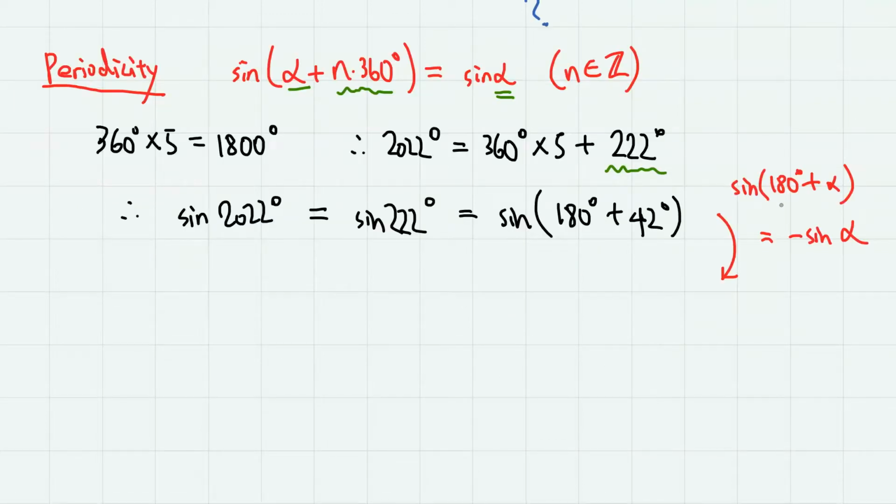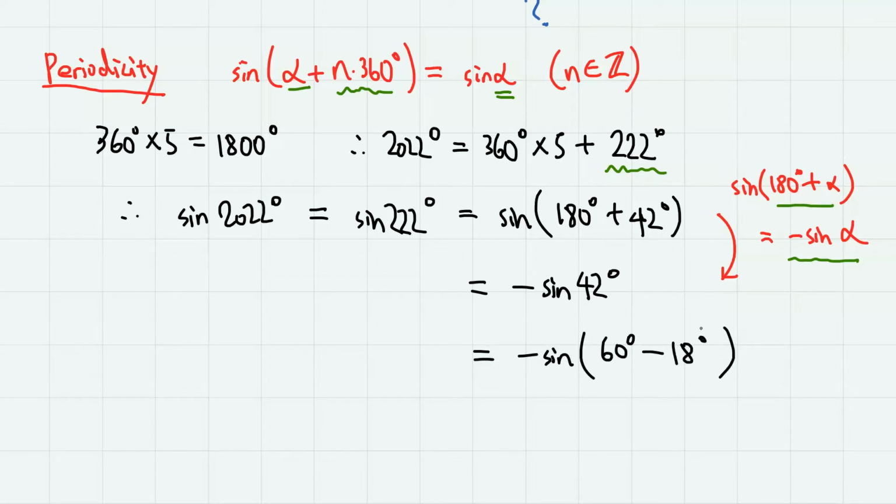Now we use this property: sine of 180 degrees plus alpha equals minus sine alpha. It is pretty obvious from the graph of a sine function. So we have minus sine 42 degrees. Now, where do we go from here? Well, notice that this 42 degrees equals 60 degrees minus 18 degrees. So we have this familiar angle of 60 degrees.